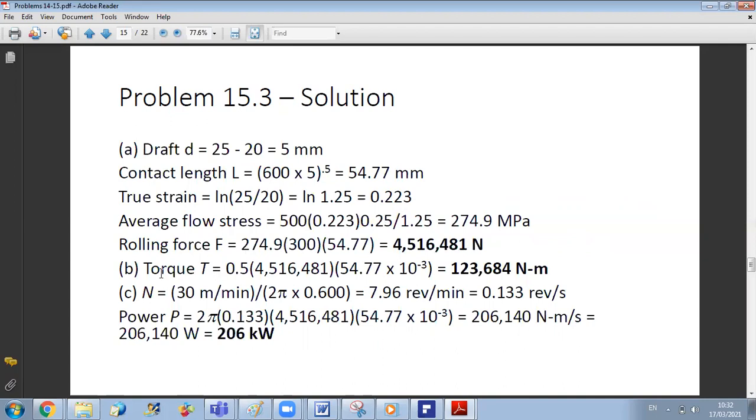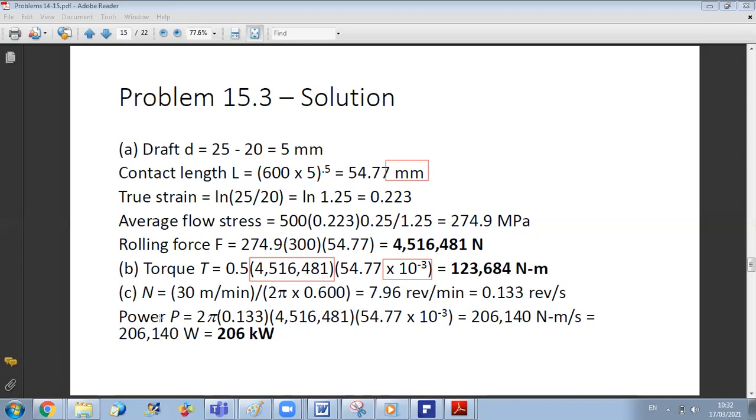Then for my torque, if I want to directly obtain it in Newton meter, I should make sure to convert the contact length from millimeter to meters. This is why I multiplied here by 10 to the power minus 3. And I use the force value in Newton. So by multiplying Newton and meter, I get that the torque per roll is 123.684 Newton meter.